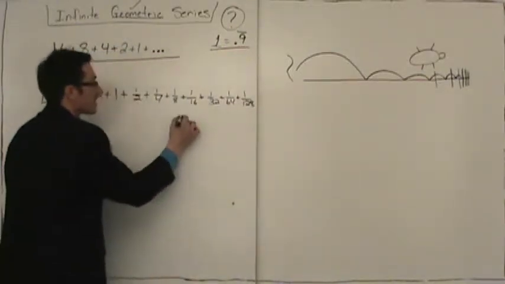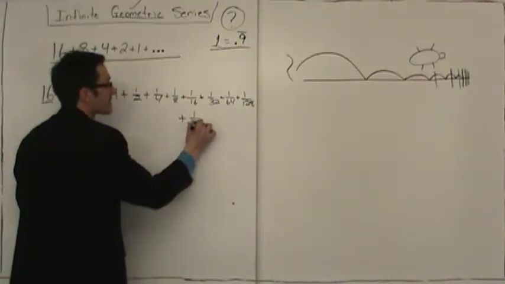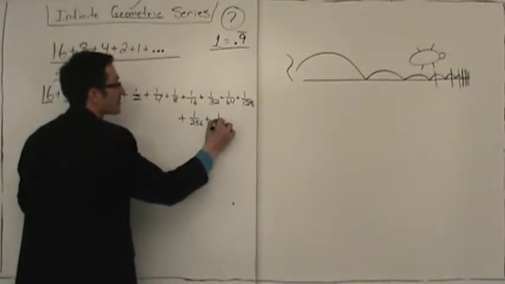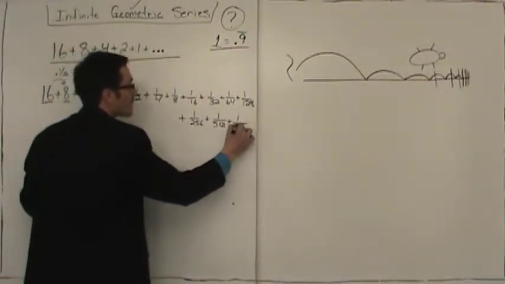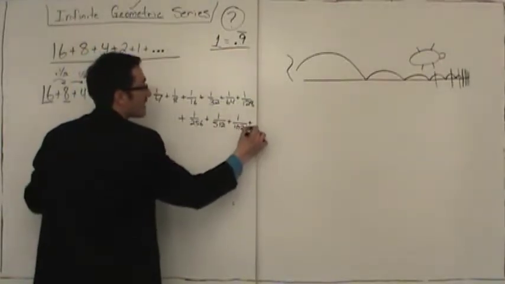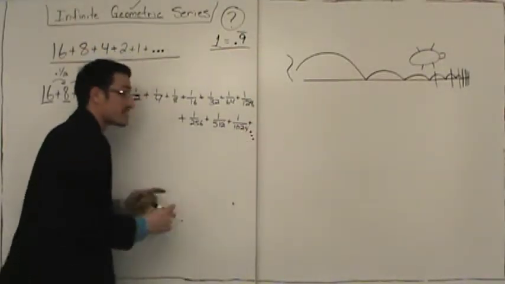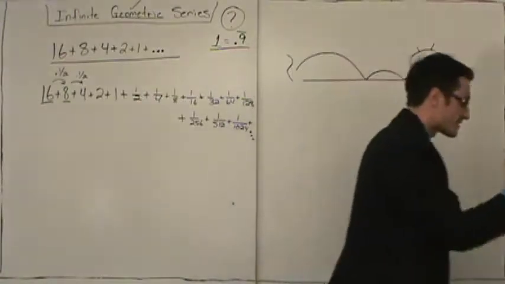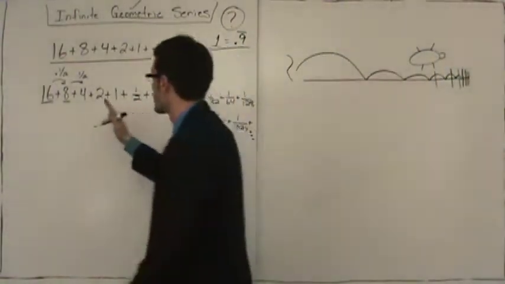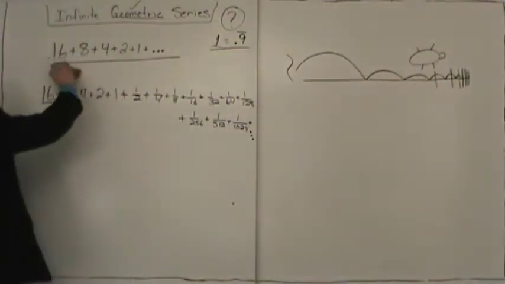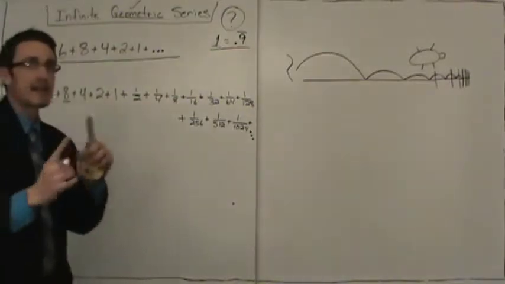I'm going to keep adding. Plus 1 over 256. Plus 1 over 512. Plus 1 over 1024. Plus dot, dot, dot. Is this addition ever going to end? No, this addition goes on forever. I've just written some more terms. Now the question is, let's start adding and see what we get.